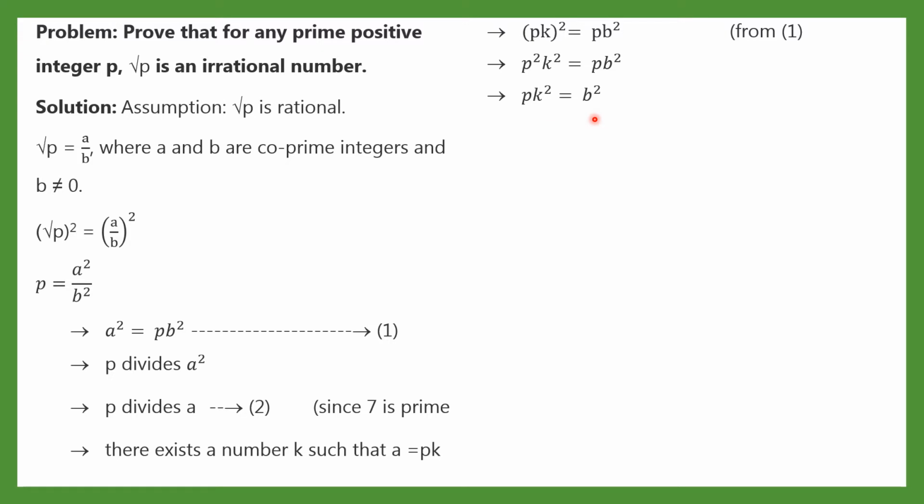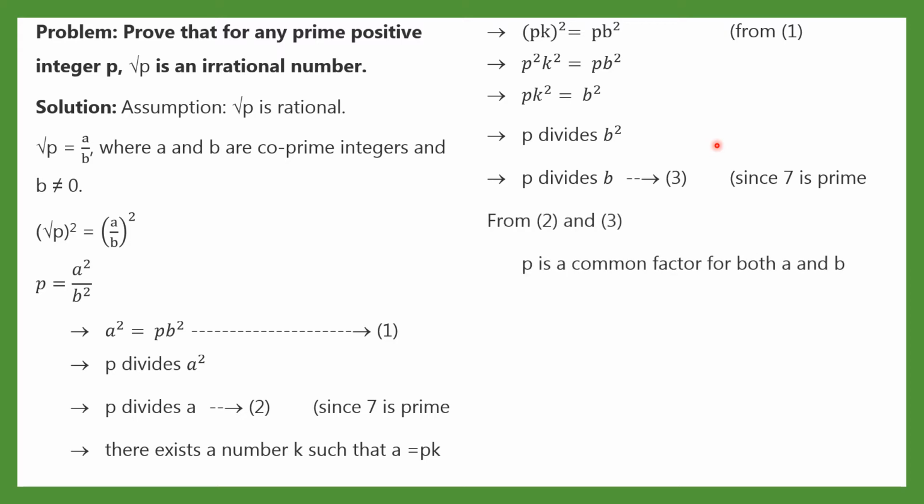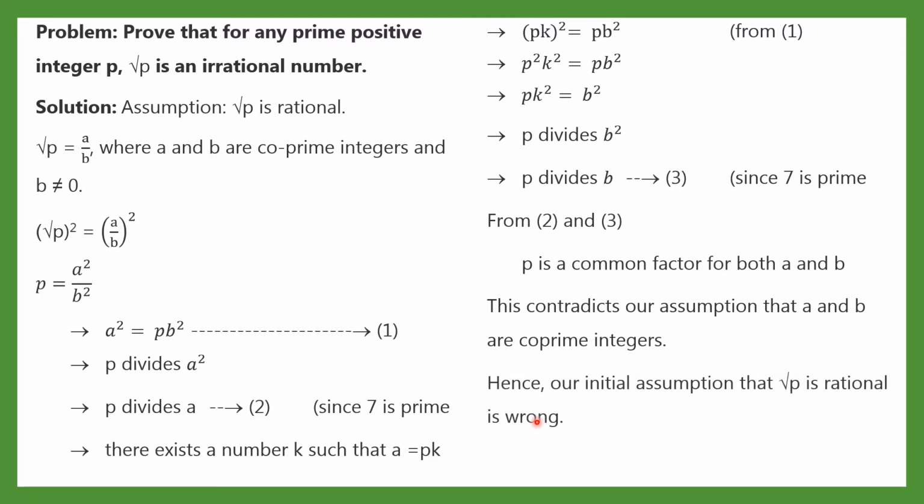Now b square is written as p into something. So p divides b square. As p is prime, p divides b also. Now from 2 and 3, p is a common factor for both a and b. And this is a contradiction to our assumption that a and b are co-prime integers, which we have taken in the assumption part. So hence our initial assumption that root p is rational is wrong. What is wrong means, therefore root p is irrational.